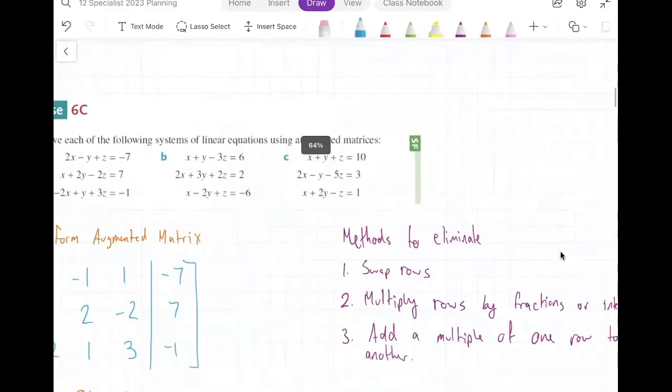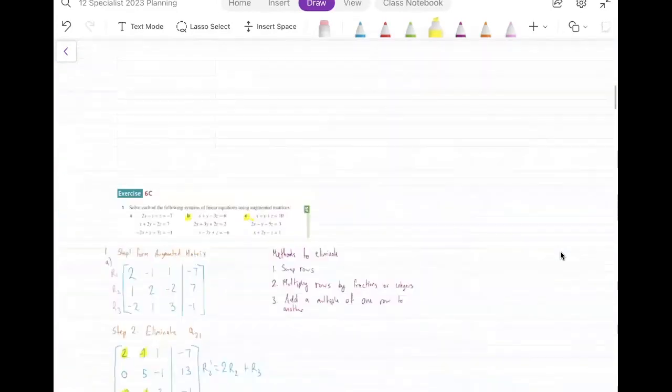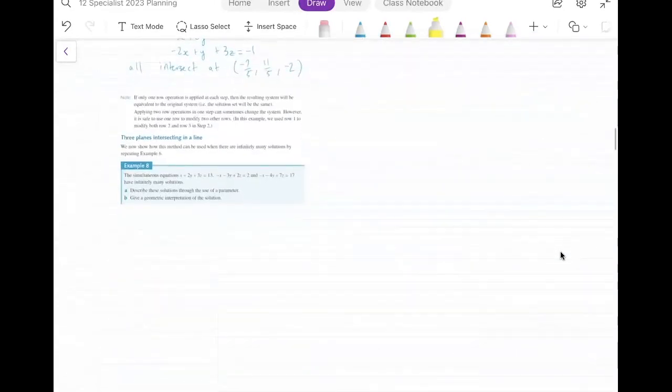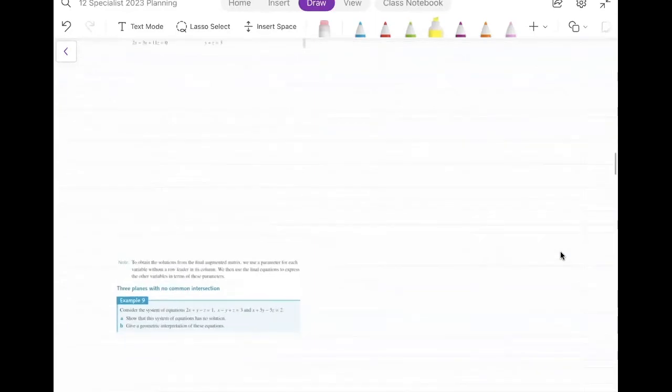We can have a go at 2B, have a go at 2C, and then we'll talk about some geometric interpretations in the next example. And that will then allow us to do a few more of these questions.